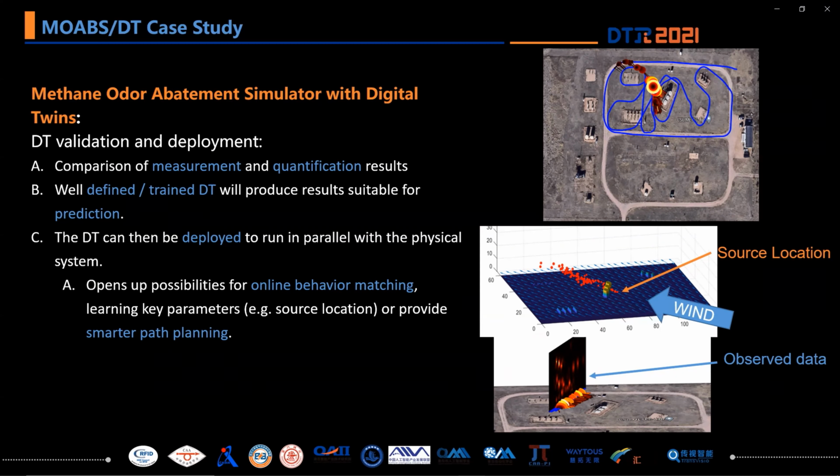A well-defined digital twin that's trained will produce results that can be suitable for prediction. And this digital twin can then be deployed to run in parallel with the physical system, which opens up possibilities for online behavior matching, so learning key parameters such as source location, source strength, as well as providing for smarter path planning. If we know where the plume is, we know roughly where we should start putting the sensors and actuators in space.